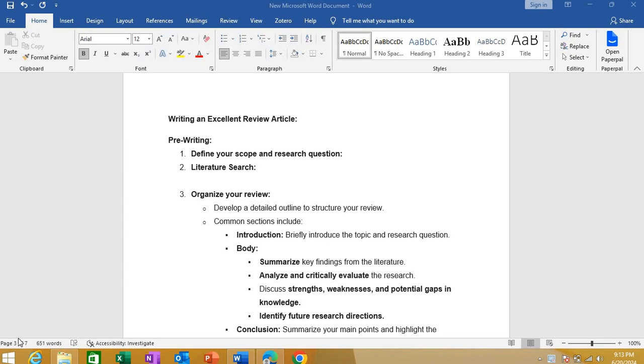How you can write an excellent review article, traditional review article, narrative review article, or whatever you call it. So what are review articles? A review article, as the name suggests, is actually a review. It is an overview. Simply, you summarize the available literature and the available evidence.